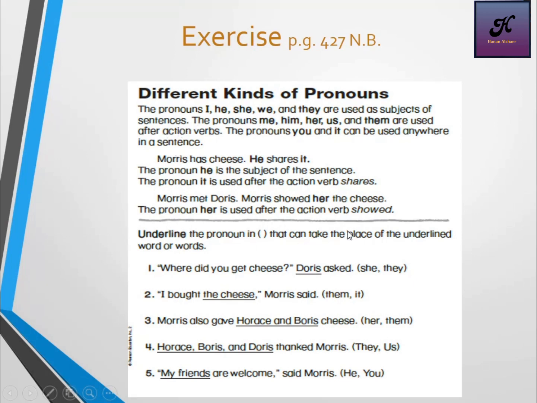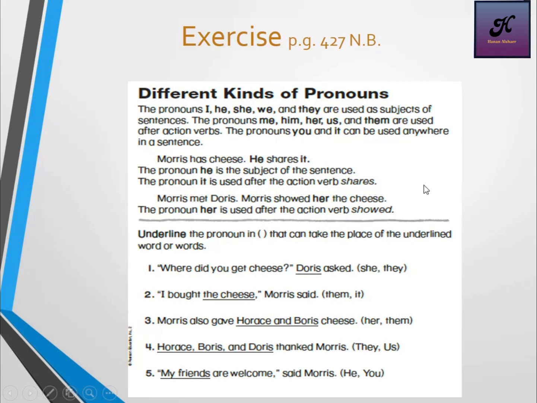Let's see the exercise together. Underline the pronoun between the brackets that can take the place of the underlined word or words. Now we have here a sentence, and then we have a name. Under the name they will put a line for you, and then they put two pronouns for you to choose the best one.